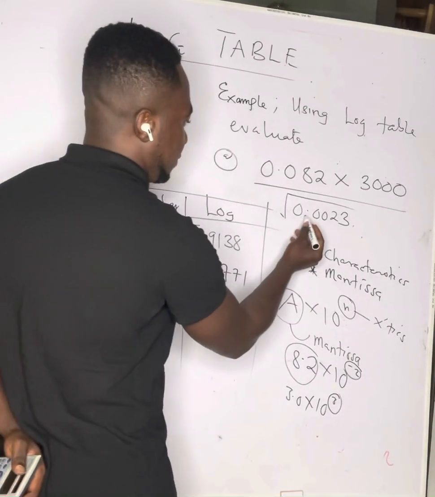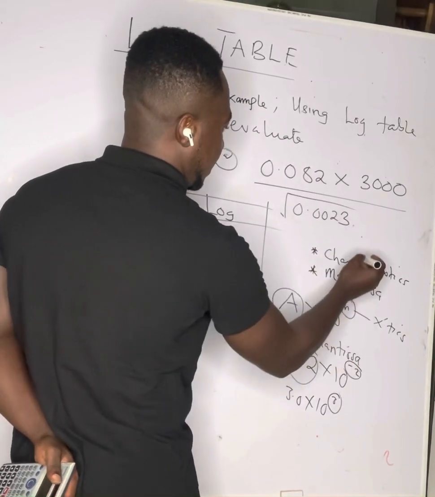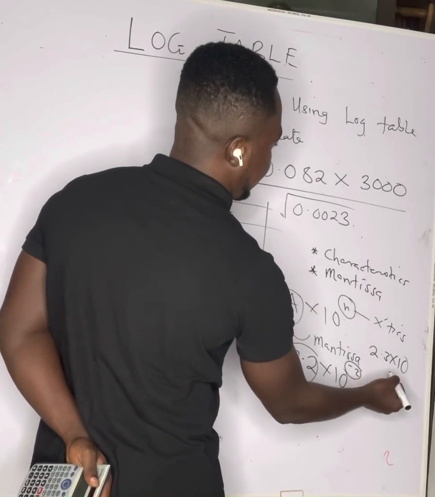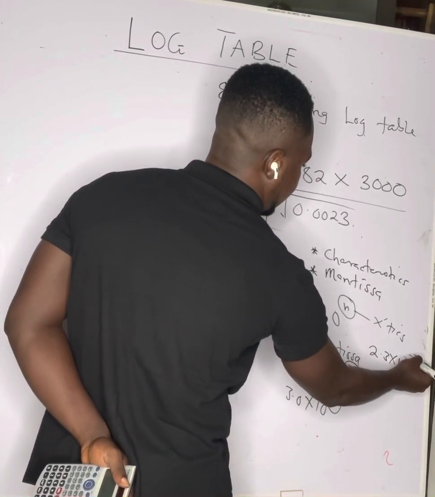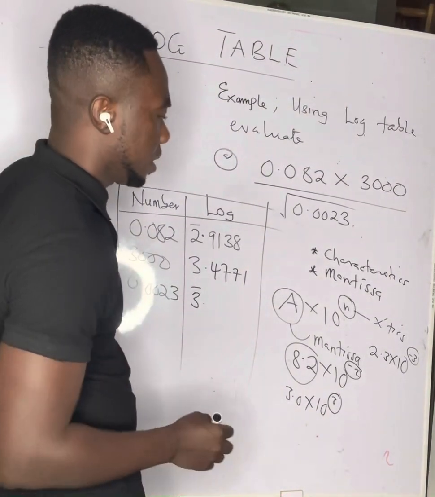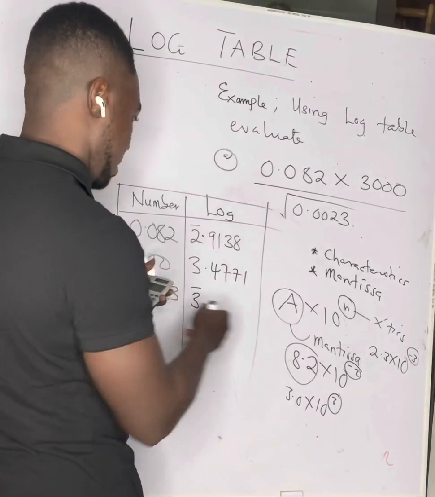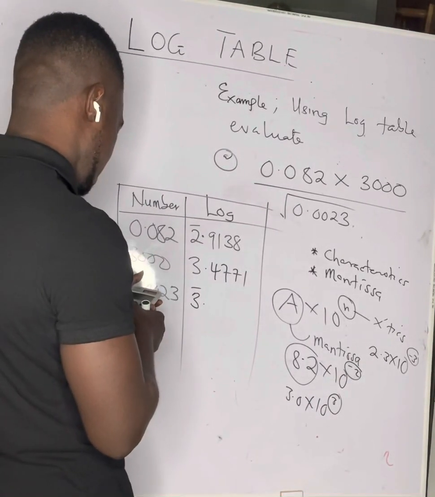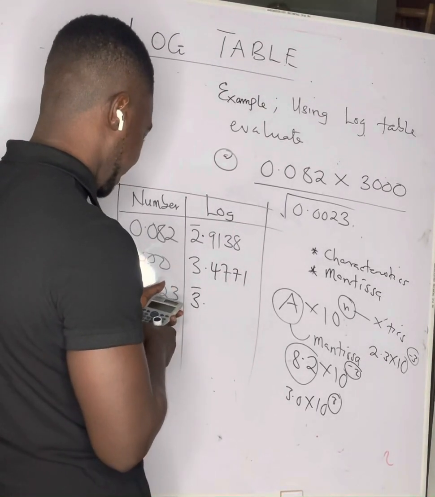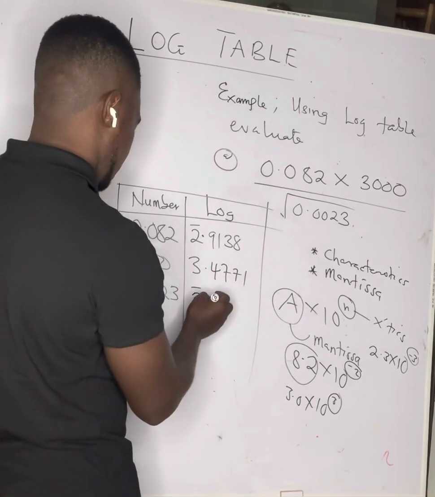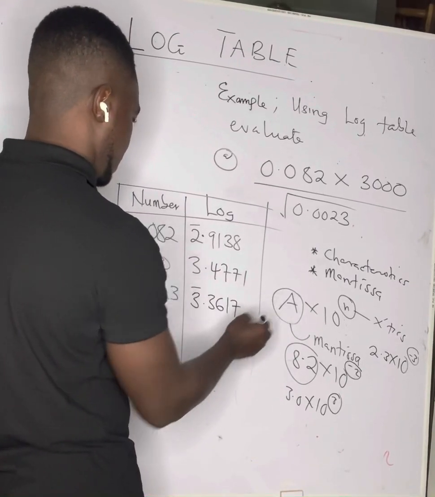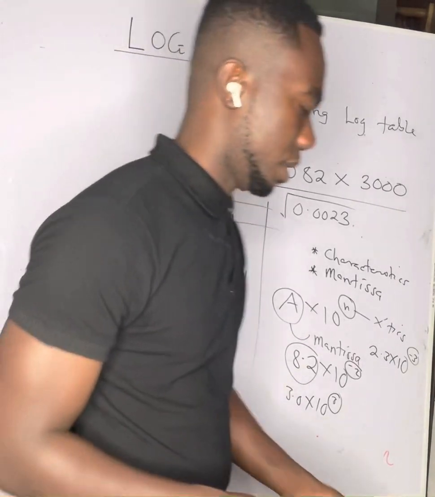And the last one is the number 0.0023. In the standard form, we move 1, 2, 3. So we are going to get 2.3 times 10 to the power negative 3. So your characteristic is negative 3. Then you put log of the number, log of 2.3, get 0.3617. Okay.